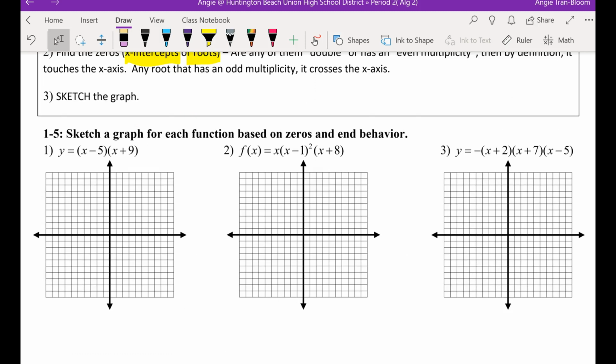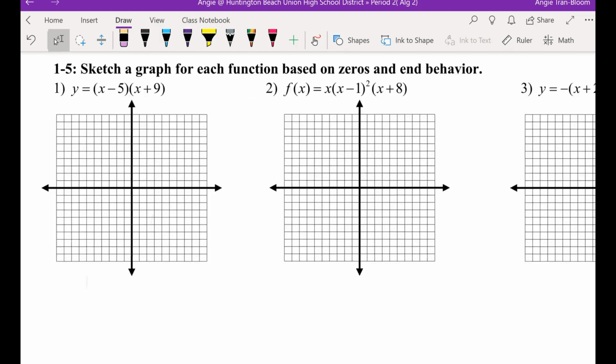Numbers 1 to 5, that's all we have to accomplish today. Sketch a graph for each function based on zeros and end behavior only. So, based on zeros, how do we get the zeros?